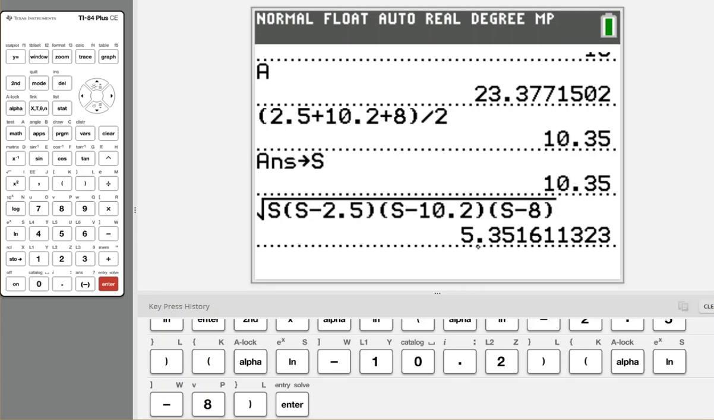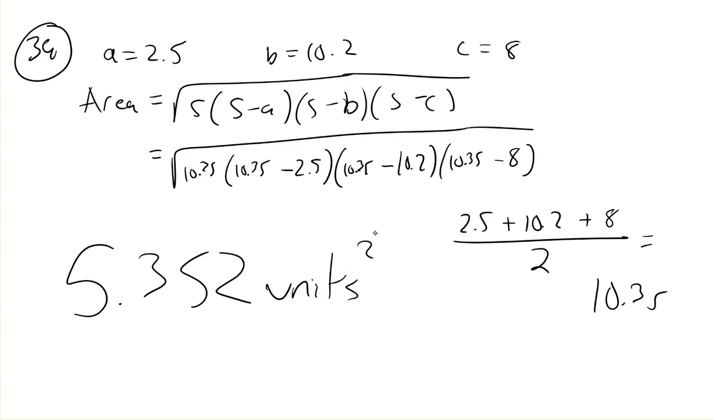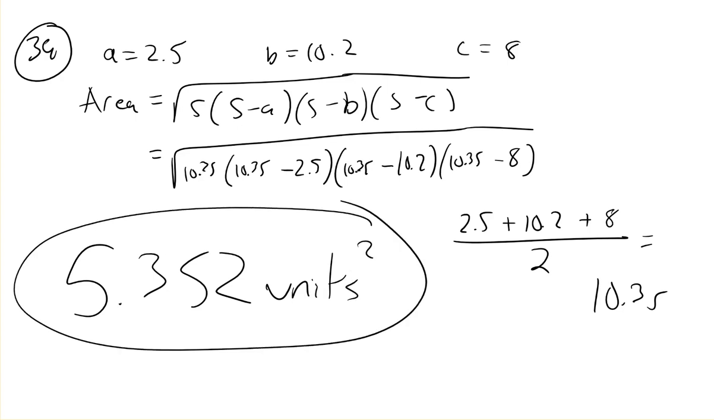So about 5.352, and this is an area, so the units should be squared. Squared feet, squared inches, squared meters. It doesn't give me units here, so I'll just say units squared. All right, any questions that jump out at you about question 39?